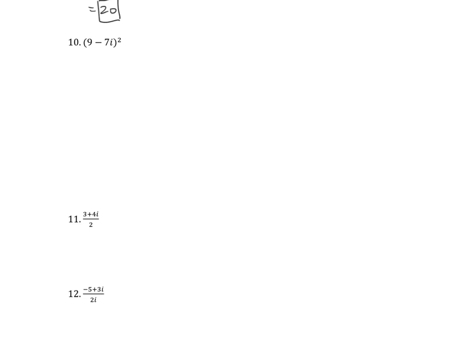All right, number 10. Remember here, it's easy to forget this. People want to just try to distribute this exponent. It doesn't work that way. Remember that this square means it's two of those parentheses. So it's 9 minus 7i times 9 minus 7i. And then we're just going to use the distribution property like we did before. So that would be 81 minus 63i minus 63i plus 49i squared.